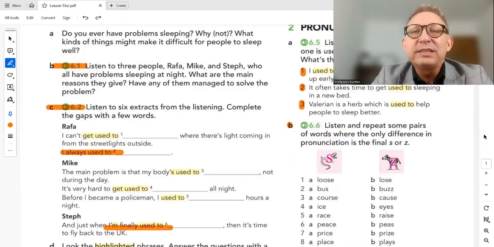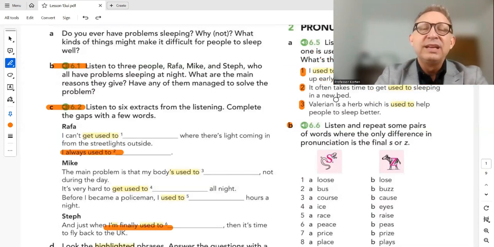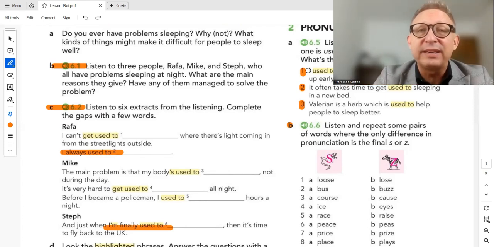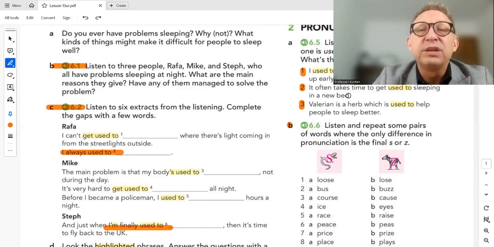All right. Now, pronunciation, this is where it's difficult. Now, I want you to pay attention. You're going to have the English Files series, but I want to do something here. Listen to this S/Z sound. So used to, number 1 right here. You can see there's an S, used to, but I used to get up, but watch number 2. It often takes time to get used to. Also, value is a verb which is used.